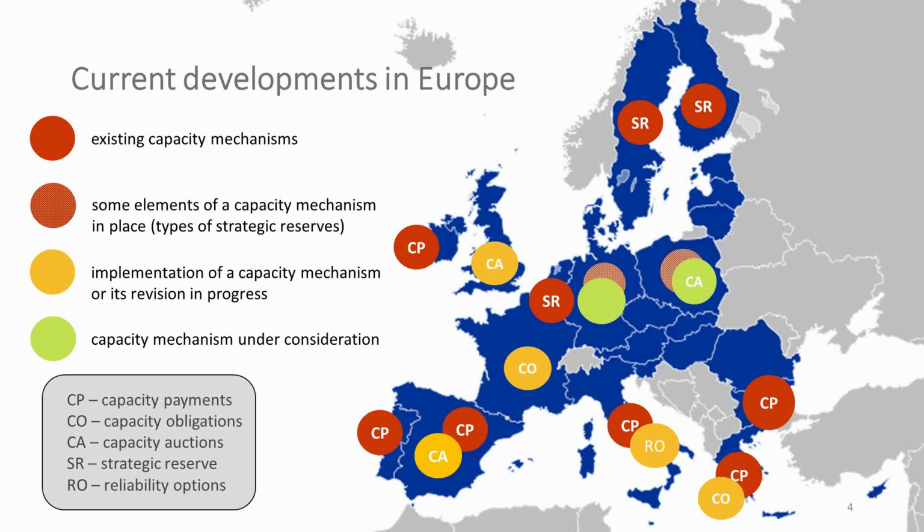But as you can see from this map, some countries are implementing capacity mechanisms right now, or are revising their old schemes. And these are new developments, which just couldn't go unnoticed at the EU level. From the EU perspective, the concern is that if there is no coordination or control over the schemes, they might distort competition. They might affect cross-border trade and undermine the whole EU energy market model.